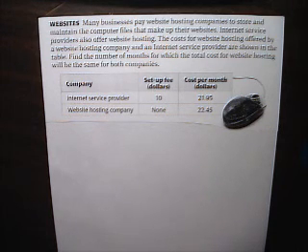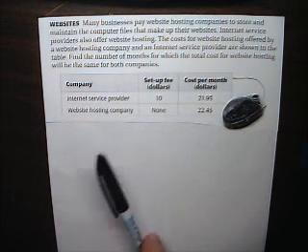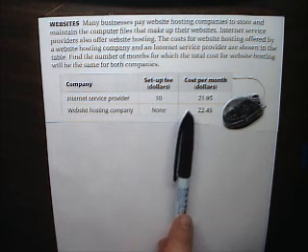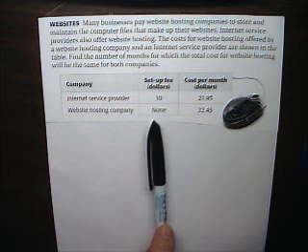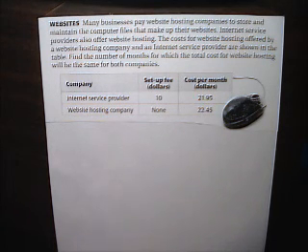So, in this story problem, it talks about an internet service provider or a web hosting company, and a company needs to use one of these services. One of them costs $10 up front, a one-time fee, and then it's $21.95 per month. The other one has no setup fee, but it charges a little bit more per month, $22.45.